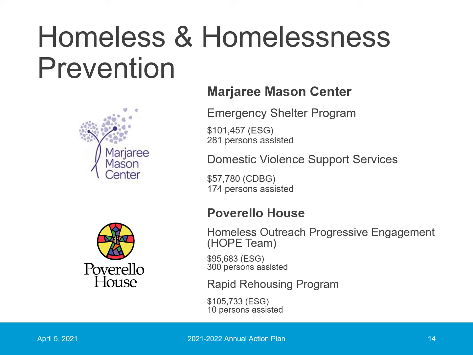$95,683 of ESG funds are proposed for Pavarello House's Homeless Outreach Progressive Engagement, or HOPE team, to provide street outreach to people experiencing homelessness that live in the city of Fresno. The purpose of the team is to link people experiencing homelessness to navigation services and shelter.